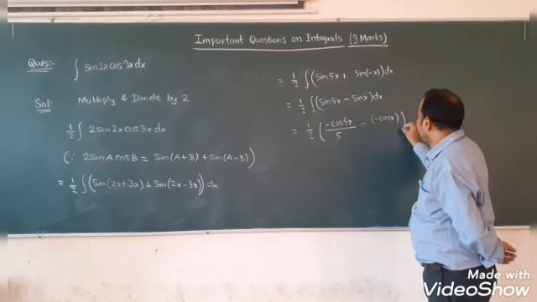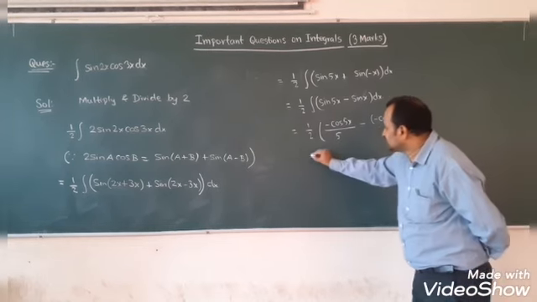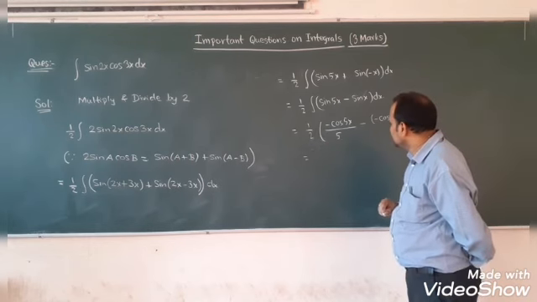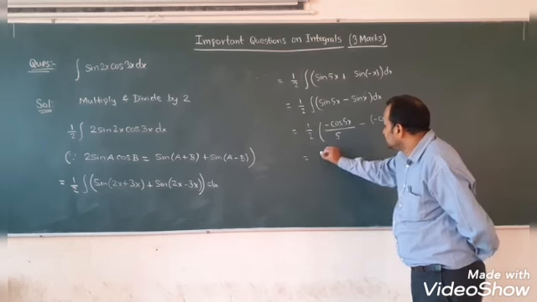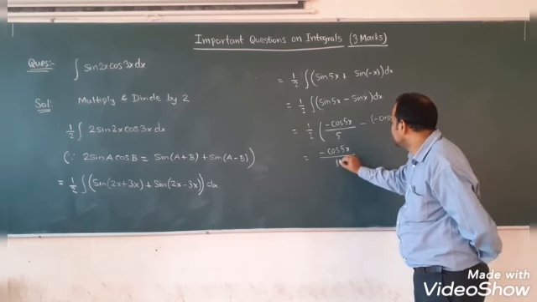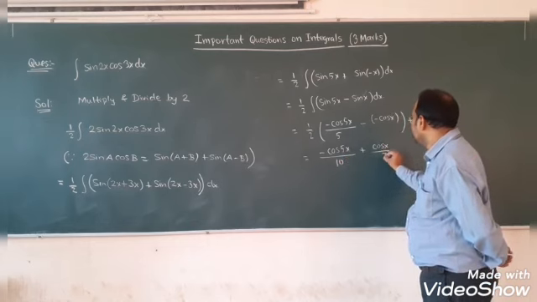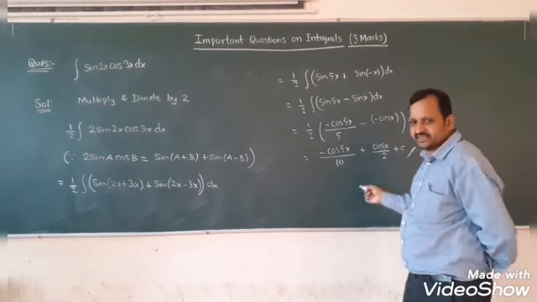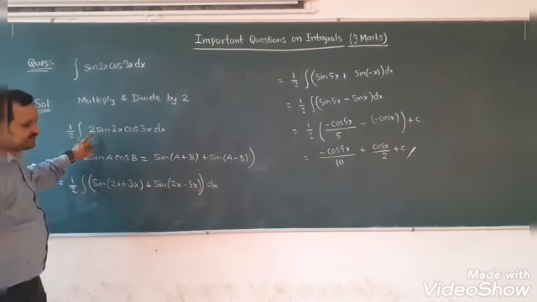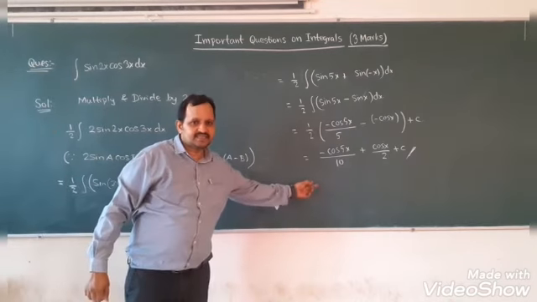I hope it is clear. Let us write it in a proper way. This 1 by 2 shift inside. So what you will get? Minus cos 5x divided by 10, and minus minus is plus cos x by 2, plus c. So this is the required answer. What we have done is multiply and divide by 2 and make use of this result. Finally you will get this as the answer.